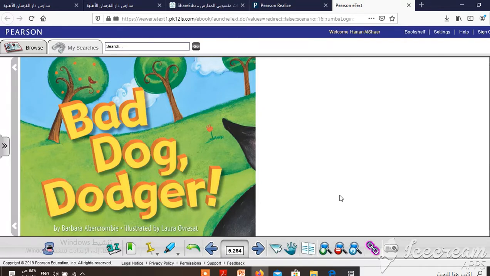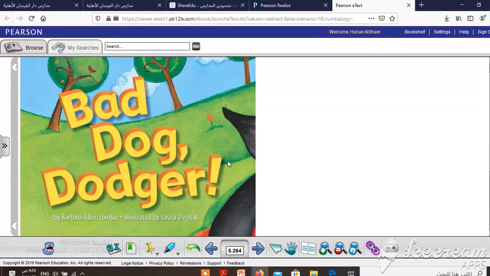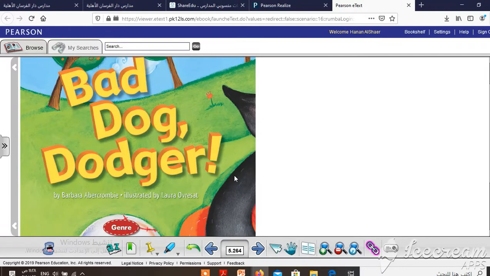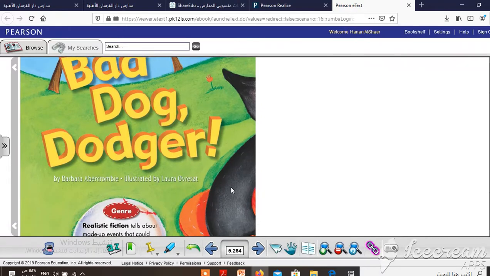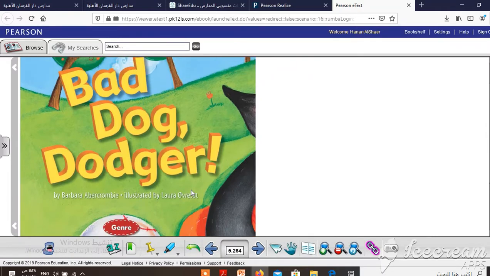Now, in this story, before we start it, we have to take the vocabulary of the story. So first, I want you to see this picture. What can you see in this picture? There's an ear of an animal right here, and the body of some kind of animal. What do you think? Maybe it's about a dog because the story is about Bad Dog Dodger. So maybe it's about a dog.